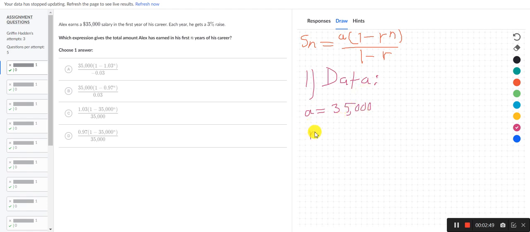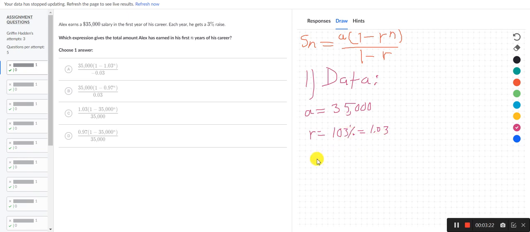Now the ratio is 3%, but 3% positive. So on top of his salary, he gets 3%. That means on top of 100% salary, he gets 3%. In that case, you could say he gets 103%, which is 1.03. Okay? Very good.